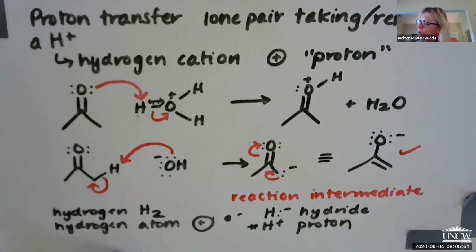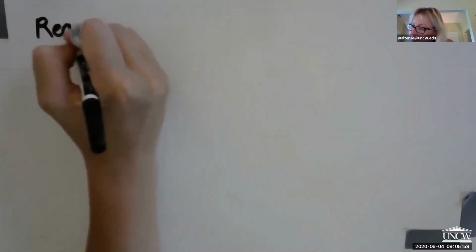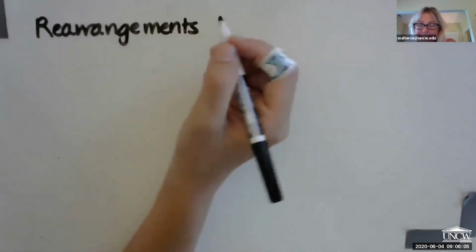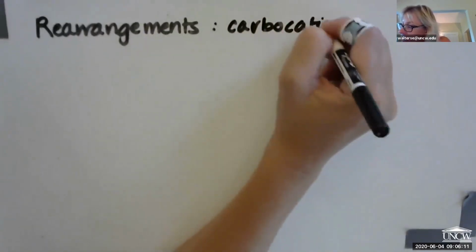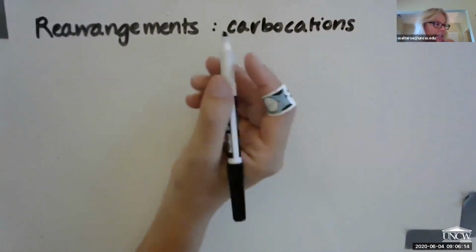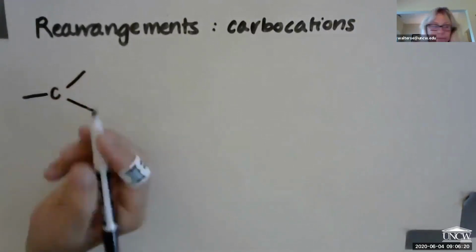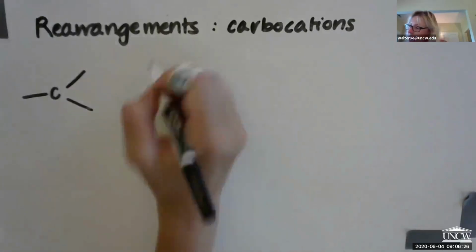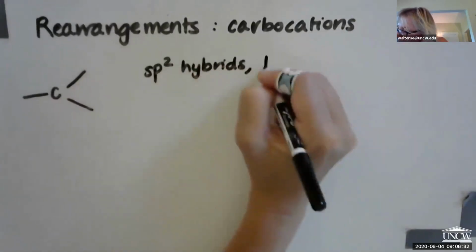Okay, so when we're talking about a rearrangement, we're only going to be looking at a certain kind of rearrangement. It's going to be two different rearrangements on the same kind of species. What we're talking about is carbocations. So remember, carbocations are carbon atoms that are making 3 bonds, and then they're sp2 hybridized, which makes them trigonal planar.